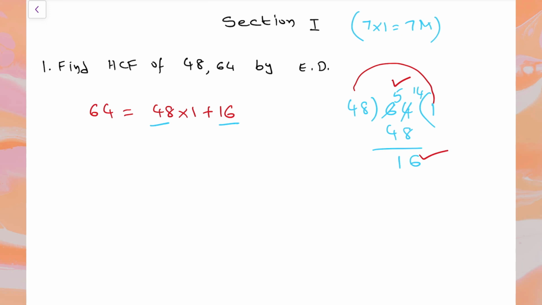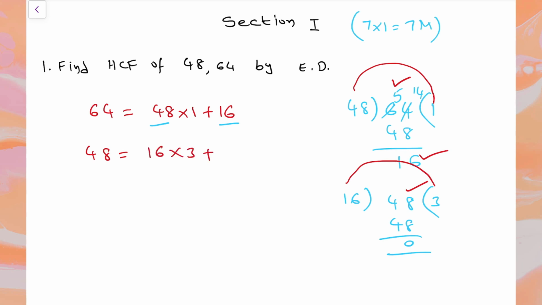Again for these two numbers you need to do the division. 16 and 48. 16 3s are 48. 48 minus 48, 0. Right? This step again: dividend 48 equals divisor into quotient, 16 into 3, plus remainder 0. So whenever we get the 0 remainder, we need to stop the process there. After getting 0 as the remainder, what will be our divisor? That will become our HCF. So HCF of 48 and 64 is 16.